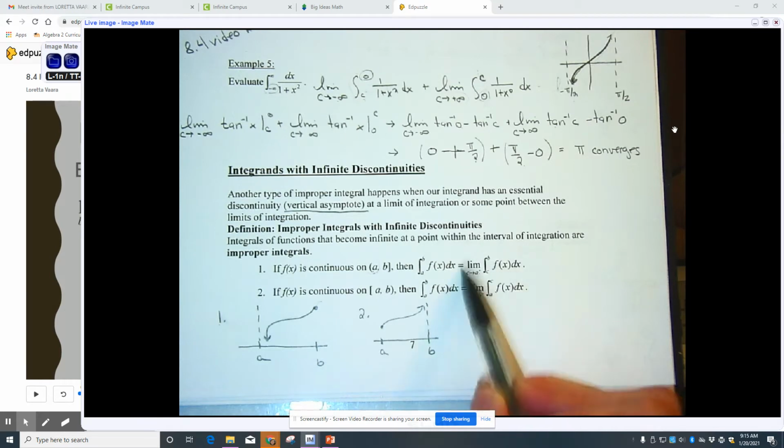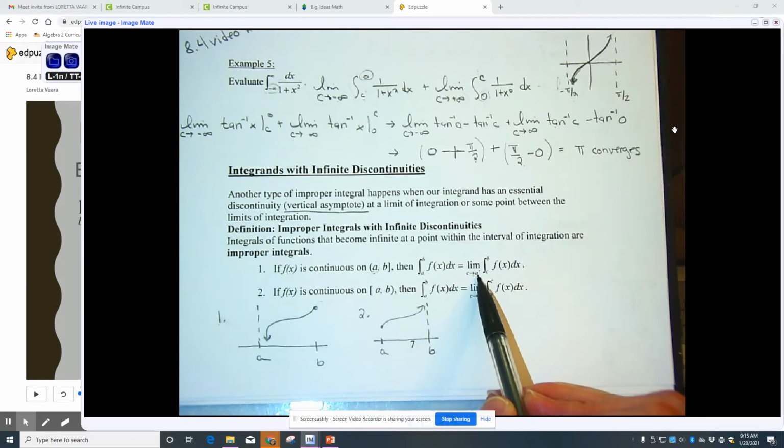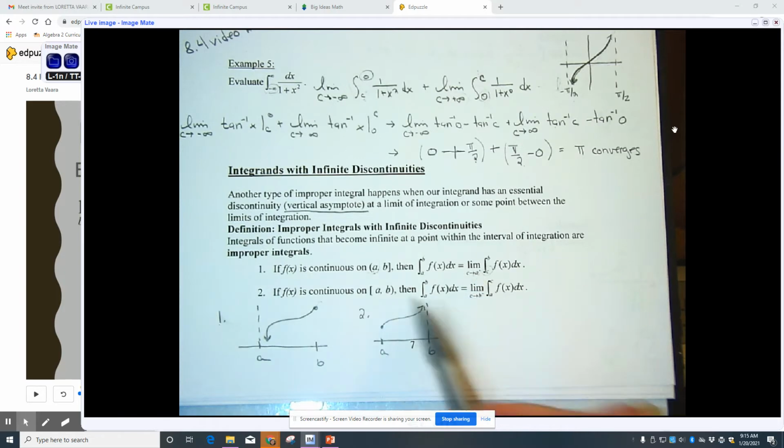So that's where this comes from. So c approaches a from the right side. So my a here is gone, and I'm just approaching that a. So on this one, my vertical asymptote is on the right. So this is what the situation would look like.